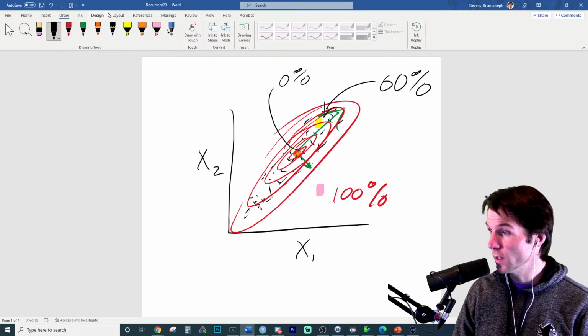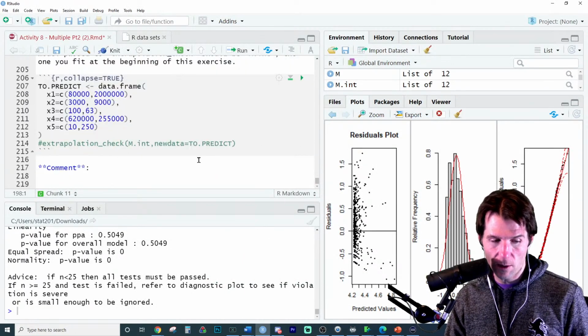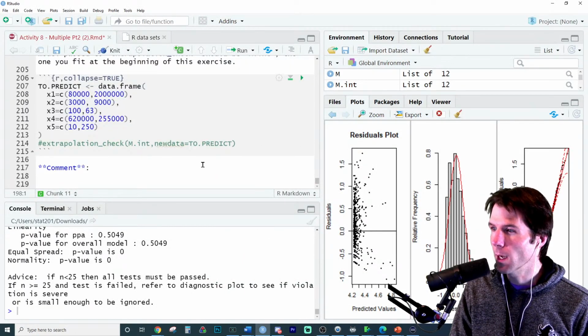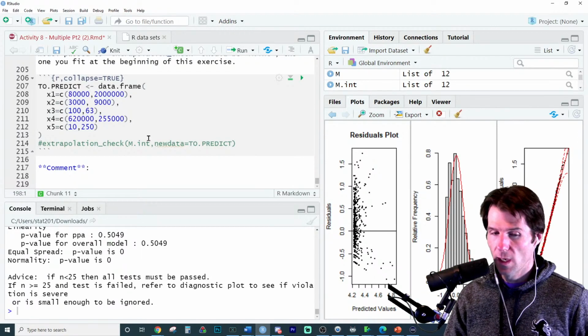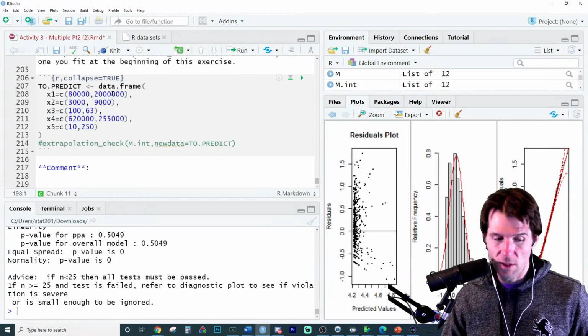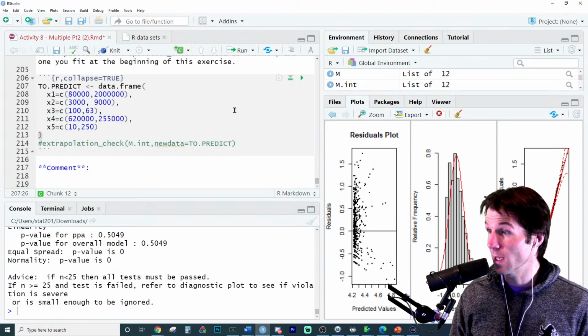And once again, this is in a multivariate x space, so we could look at more than just 2 x's. We could look at all of our x's right here. Now, how many new x's are we predicting? We're predicting 2 new x's. And you'll notice right here x1 has values of either about 80,000 or 2 million. X2 has values of either 3,000 or 9,000.